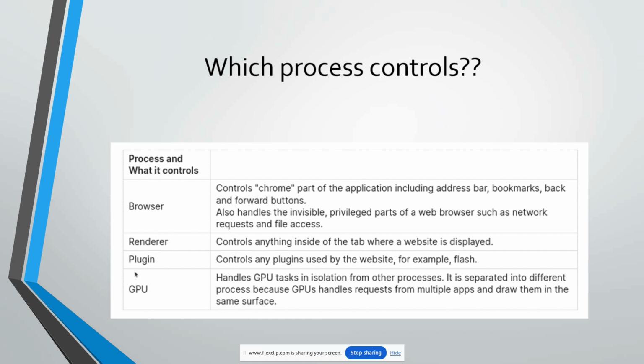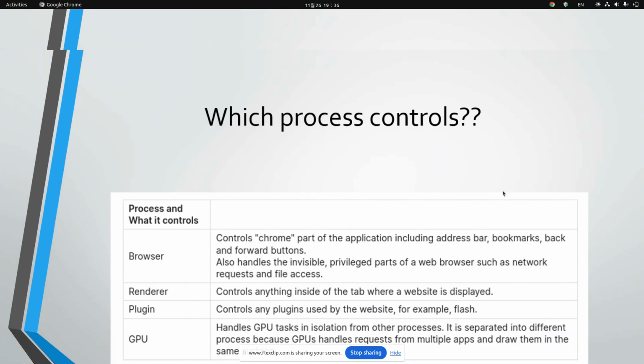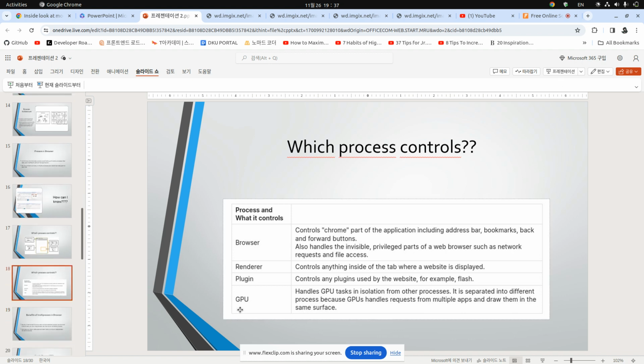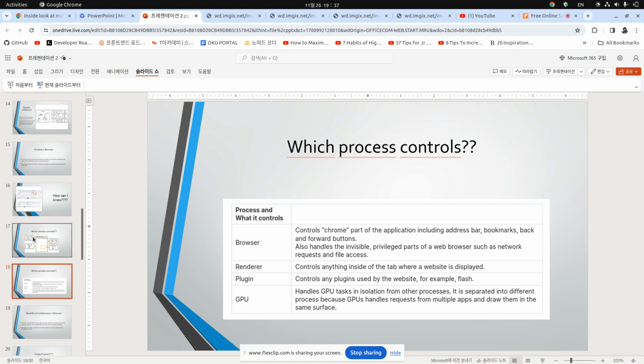So there's the browser process, render process, plugin process, and there's also a GPU process, right? The browser process controls the Chrome part: the address bar, the bookmarks, and the back buttons. The render process is the tab where your website is displayed, and it controls everything inside the tab. The plugin process controls the plugin. And the GPU process handles GPU tasks in isolation from other processes.